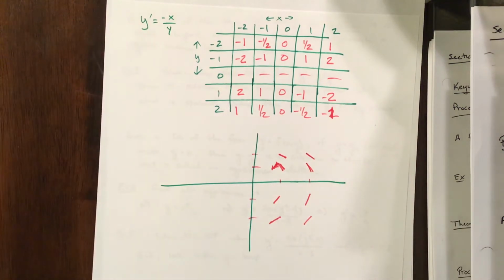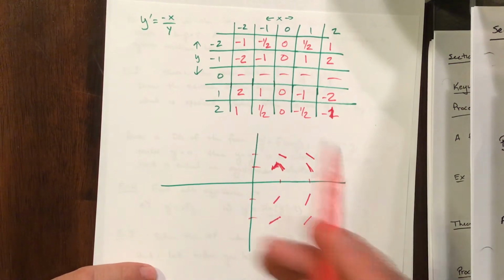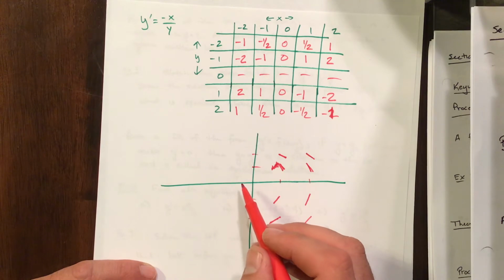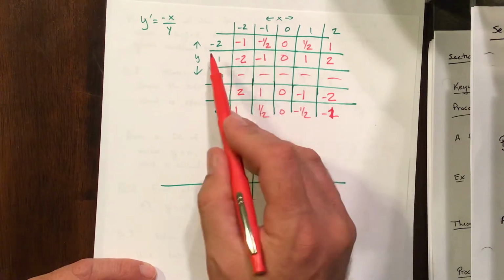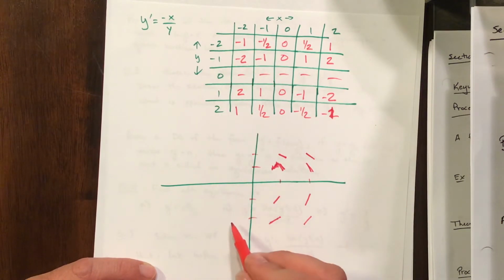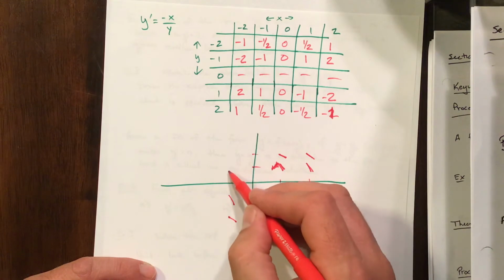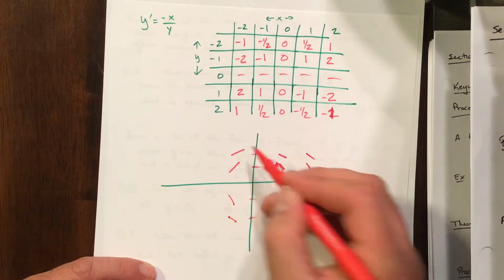Okay. All right. And we do the back half of this. Negative 1, negative 2 is the slope of negative 1/2. So that's that. Slope of negative 1, that's that. Slope of positive 1, that's that. Slope of 1/2, that's that.